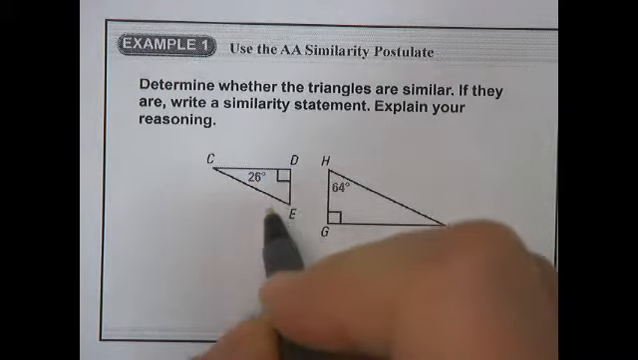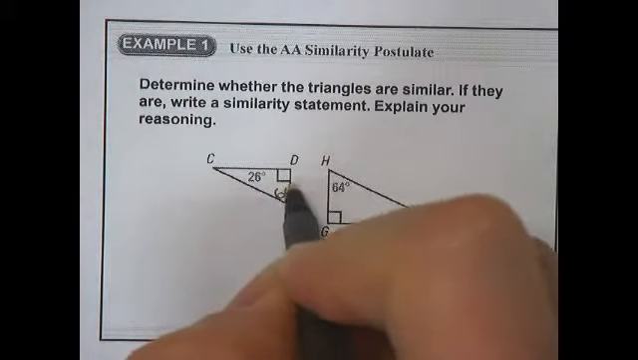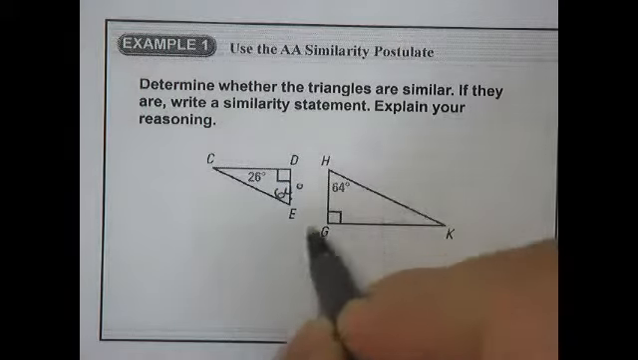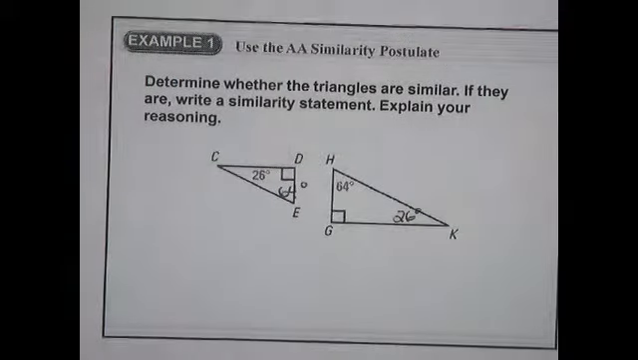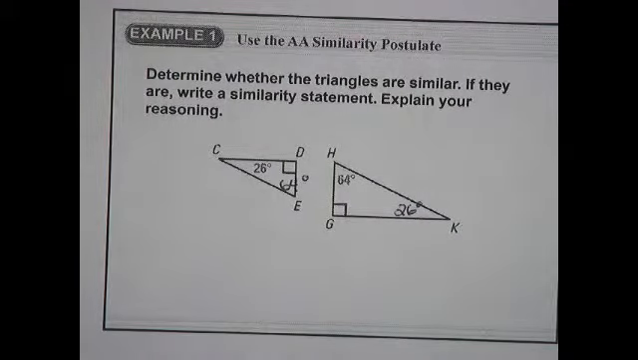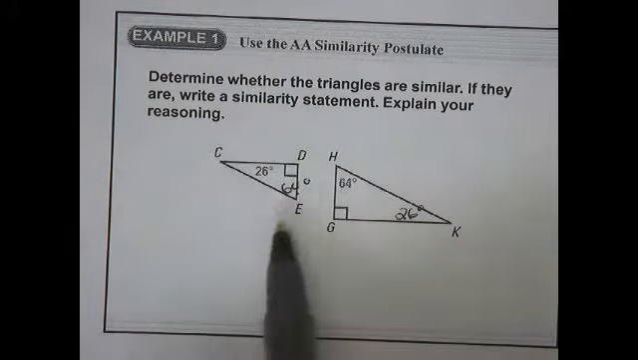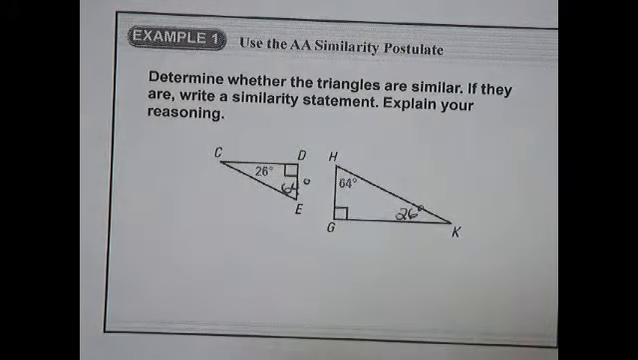Okay, so by thinking about the triangle sum theorem, 26 plus 90, and if you subtract that from 180, that's going to mean this has to be 64 degrees. And the same thing over here, by using the triangle sum theorem, that would be 26 degrees.